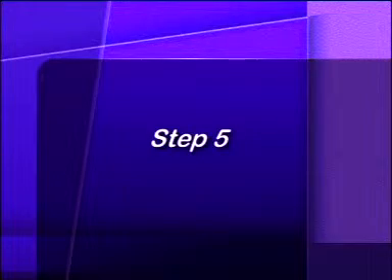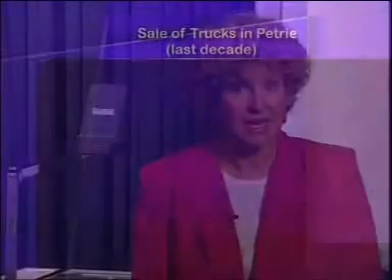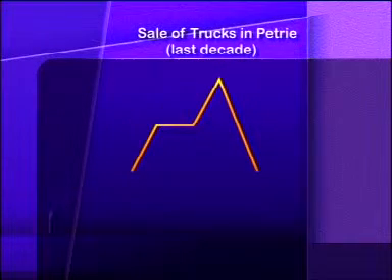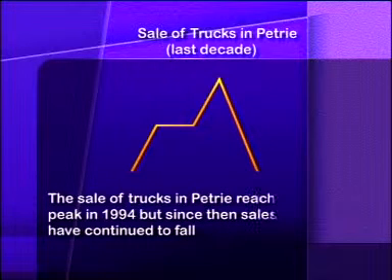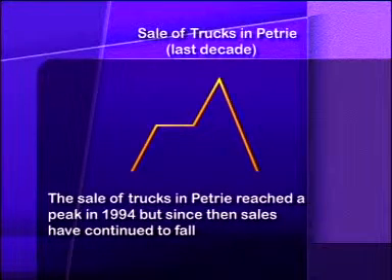Step 5. Now that the body is complete, you need a conclusion. Your concluding statement should be a general observation about the overall trend. In this case, you could simply say, the sale of trucks in Petrie reached a peak in 1994, but since then, sales have continued to fall.